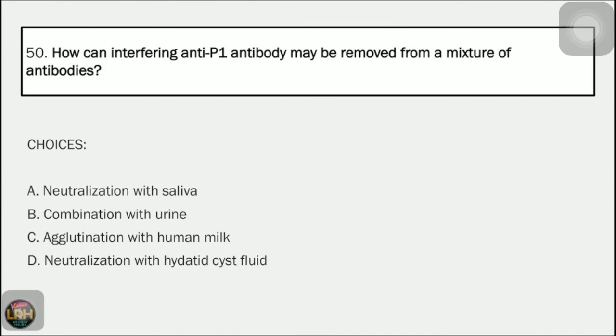Number 50, how can an interfering anti-P1 antibody be removed from a mixture of antibodies? From our list earlier, the anti-P1 can be neutralized using hydatid cyst fluid, pigeon droppings, and turtle dove egg whites. So number 50, the answer is letter D.